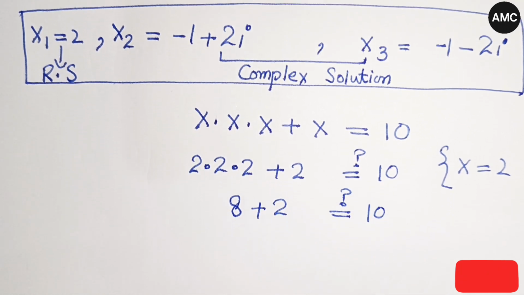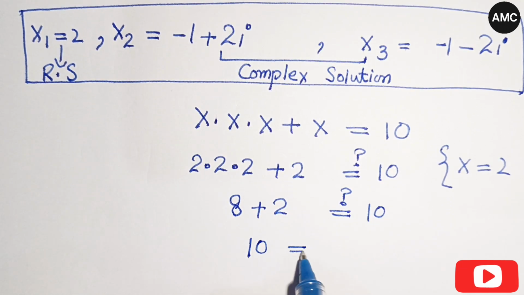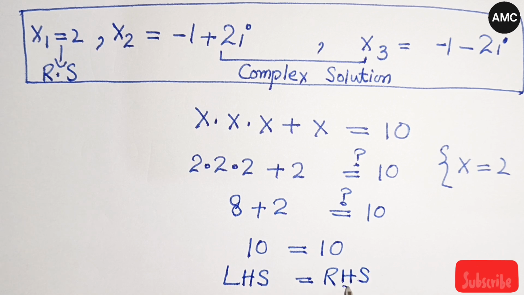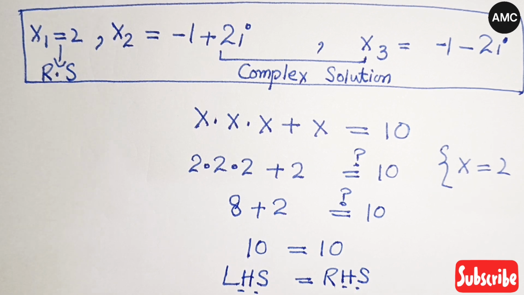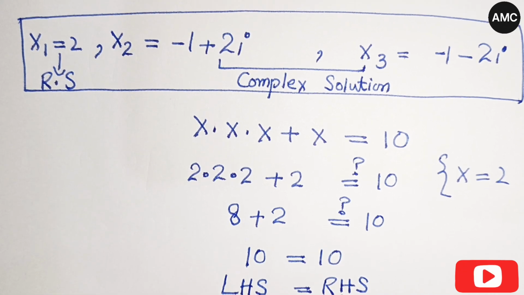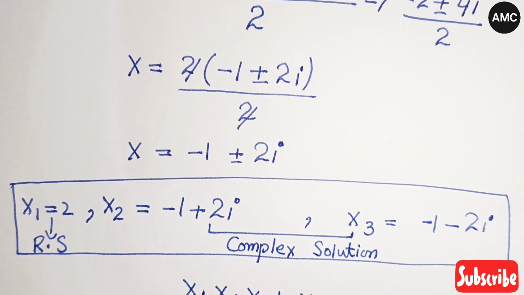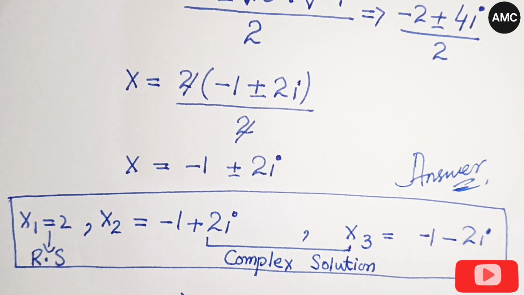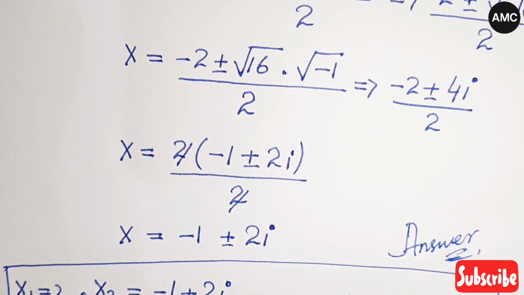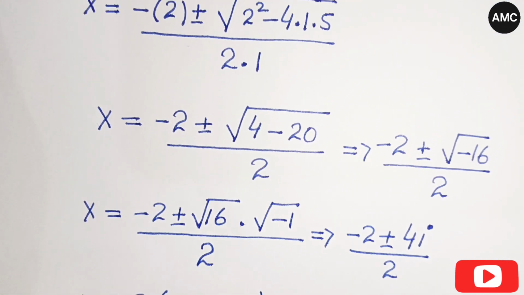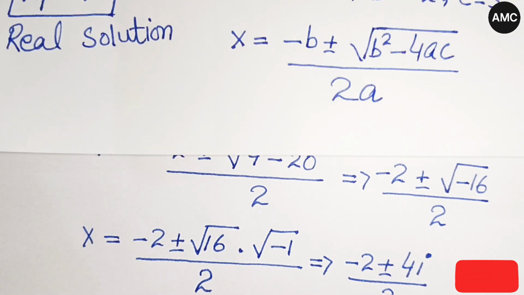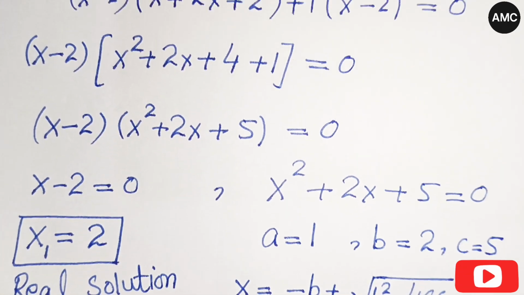So 8 plus 2 is equal to 10. Yes, 10 is equal to 10. Hence our left hand side is equal to right hand side. So we have proved that this real value of x is true for this problem, and it is our final answer. So you can just review all these steps one by one. I hope you have understood all these values step by step.